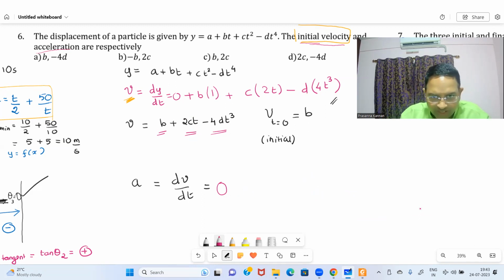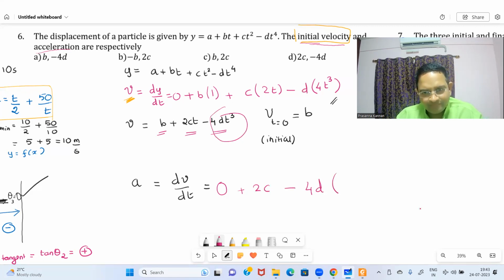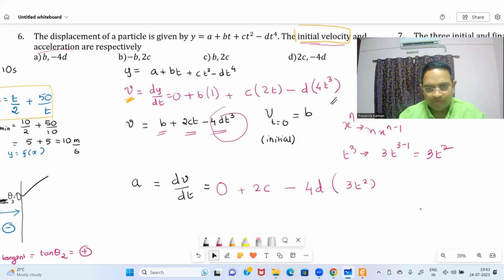Okay, now we are differentiating 2CT. So what is the answer? 2C. Now next, what are we differentiating? 4dt cube. 4D is a constant in multiplication. Keep it as it is. Differentiate T cube. What do you get? 3T square. Because it's x power n is n x power n minus 1. So T cube differentiation is what? 3T square. Are you clear? Yes, sir. Okay, good. Fine.